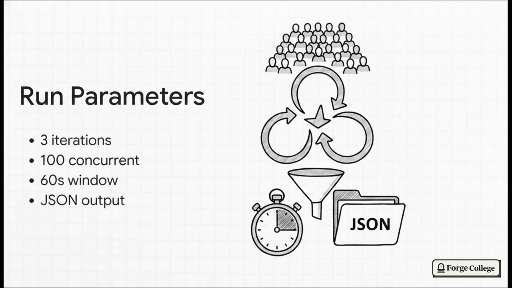To do this right, we have to set very specific parameters. We don't just run it once. We run 3 total test iterations, pushing 100 concurrent transfers per iteration over a full 60-second steady-state window. Why 3 times? Because running it multiple times exposes any flakiness. We are not going to hide behind a single lucky test run where the network just happened to be fast that day. We're proving consistency. And at the end, it emits a structured metric JSON file.